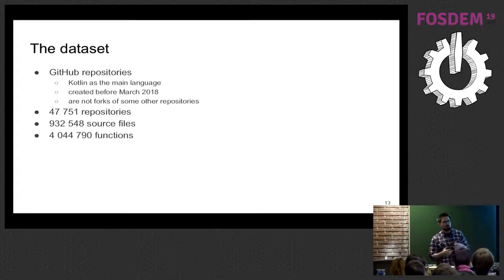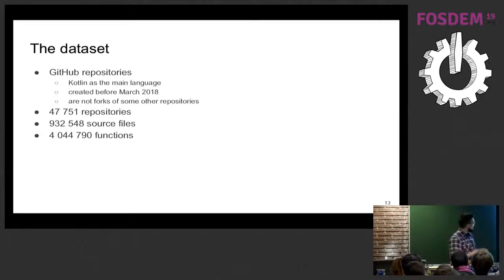Today, I'll talk about three experiments that we performed last year. Well, now the data is different. For example, over the last year, the amount of Kotlin code on GitHub has doubled or so. But anyway, we fetched all repositories that stated Kotlin as their main programming language, that were not forks of any repositories, and that were created before March.